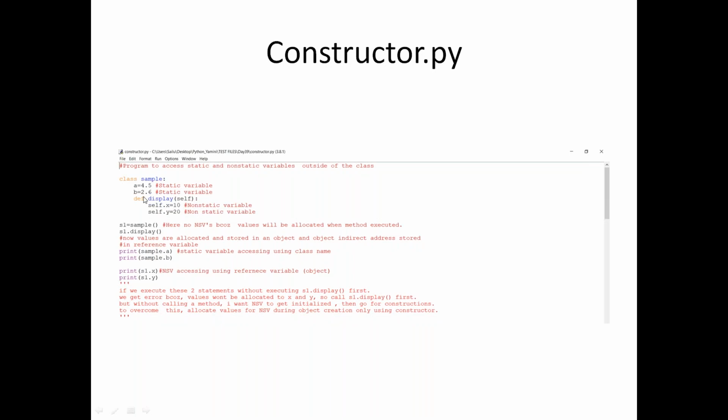So A equal to 4.5, B equal to 2.6, and S1 equal to sample, S1.display for initializing the non-static variables. Now the values are allocated and stored in the object. So the display, the values you have, like X and Y values, will be stored into the object. And when you say print S1.x and print S1.y, the system automatically displays the values, because the X and Y values are stored in the S1 object. Hope you are clear what I'm trying to say.